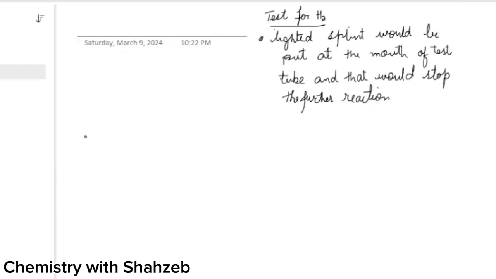Okay, so now let's move further towards the next property. Acids react with carbonates. They react with carbonates to form salt plus water and carbon dioxide.